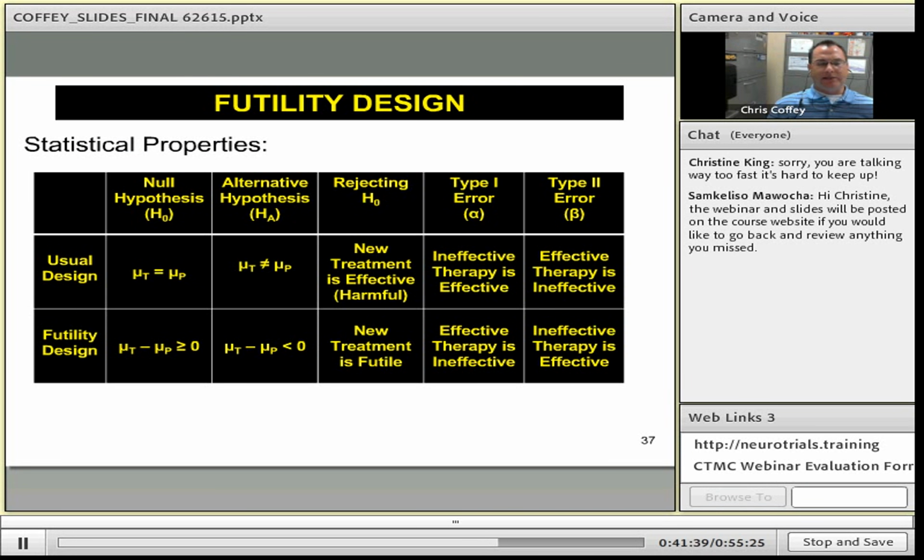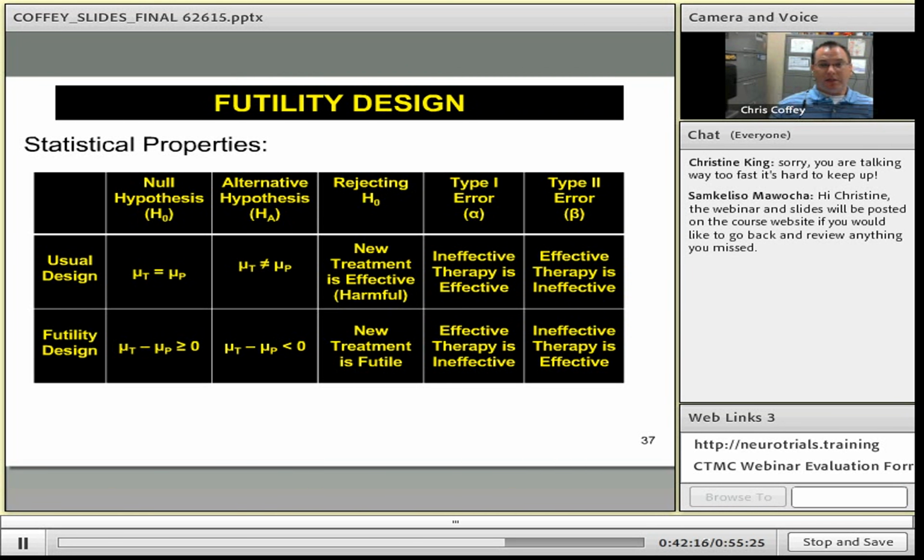On the next slide, there's a table that shows, from the usual design where we're generally testing for efficacy, where our null hypothesis is they're the same and our alternative is they're different, how the various concepts are different in a futility design with respect to what it means if you reject the null hypothesis, and what a type 1 and type 2 error are. So a type 1 error here would be that we reject the null hypothesis when we shouldn't. Rejecting means we declare futility. So a type 1 error means that we have an effective therapy that we incorrectly declared futile. We would want to avoid that, and we would want to choose our alpha level for the test of futility in such a way to minimize that probability.